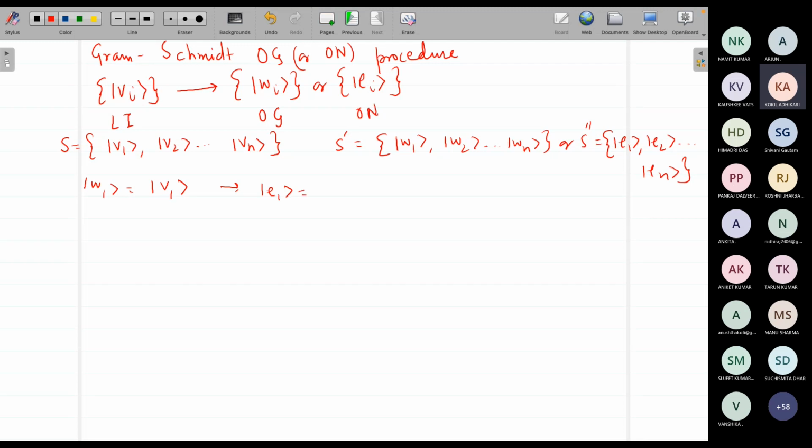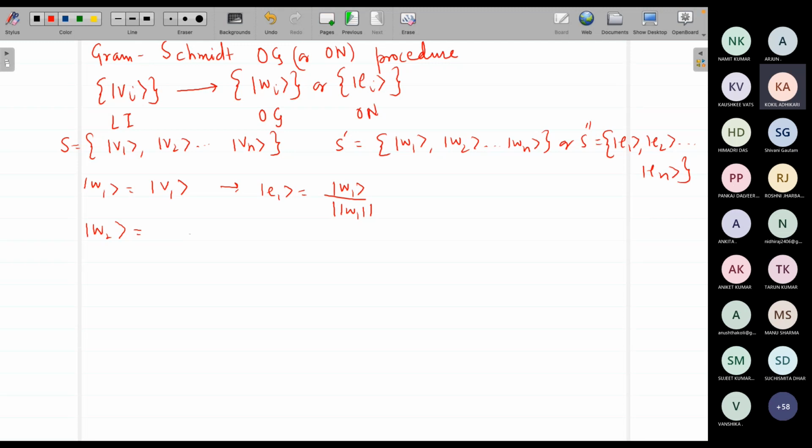E1, which is equal to what? Normalize W1. So that's pretty simple. The first vector you can choose anything. Now, how to choose the second vector? That should be chosen from V2.